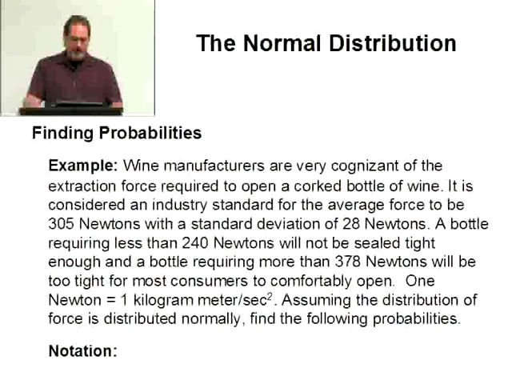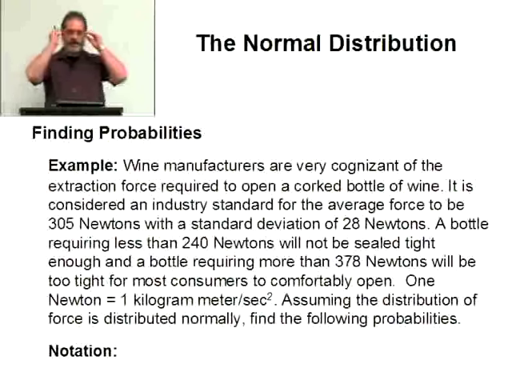A bottle requiring less than 240 newtons will not be sealed tight enough, and a bottle requiring more than 378 newtons will be too tight for most consumers to comfortably open. A newton is just a measurement of force. It actually equals 1 kilogram meter per second squared. Assuming the distribution of force is distributed normally, find the following probabilities.